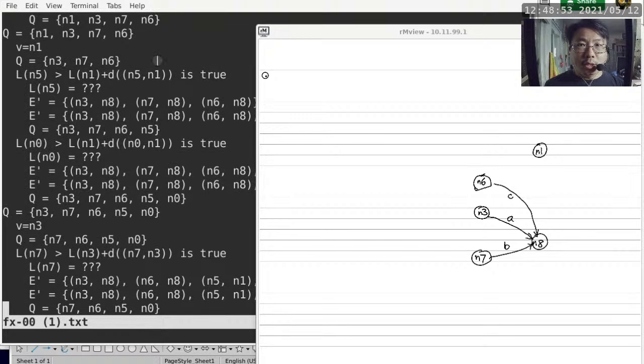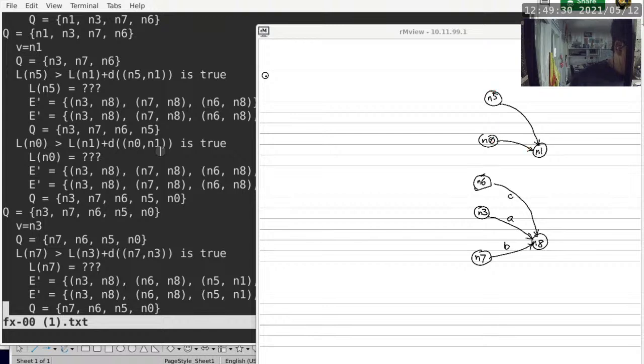We know N1 is also a destination vertex. So right now we may not have any ordering information. So we take a look at all the incoming edges to N1. We have N5 going to N1, and we have N0 going to N1. So right now we do not have any overlaps, right?